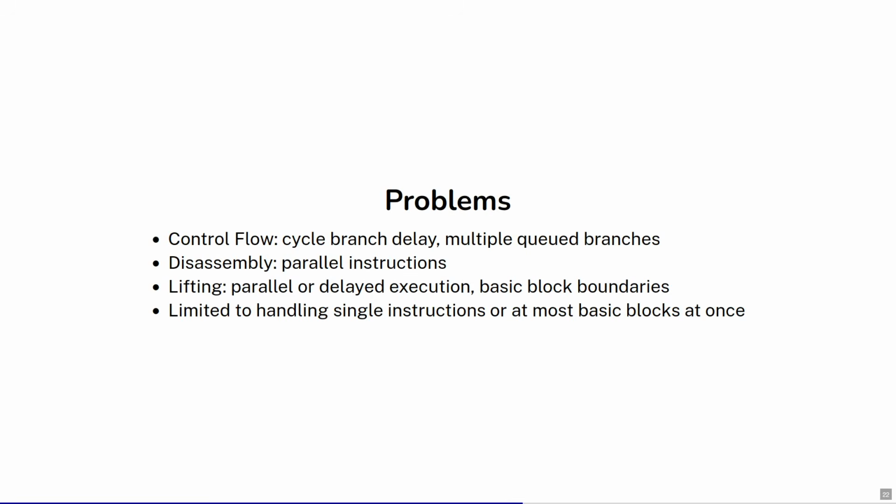So how would we translate that? What are the problems we encountered? First, for control flow, we have branch delay that is in cycles, not in instructions. So we can't use the default branch delay that Binary Ninja provided. Also, we have multiple queued branches that breaks everything completely of the default algorithm. Then for disassembly, that mostly works, but parallel instruction and this SP loop instruction break two details. So that is something we want to fix.